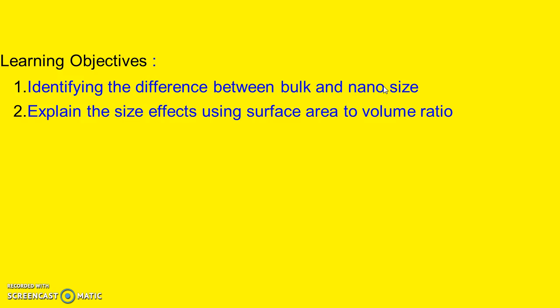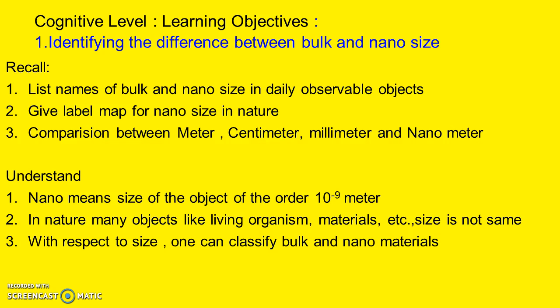Next, we'll see the learning objectives: identifying the differences between bulk and nano size, and explaining the size effects using surface area to volume ratio. Now, the first learning objective, identifying the difference between bulk and nano size. Under the recall option, list names of bulk and nano size in daily observable objects. Give a label map for nano size in nature. Comparison between meter, centimeter, millimeter, and nanometer.